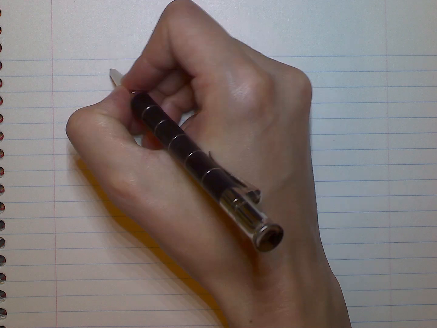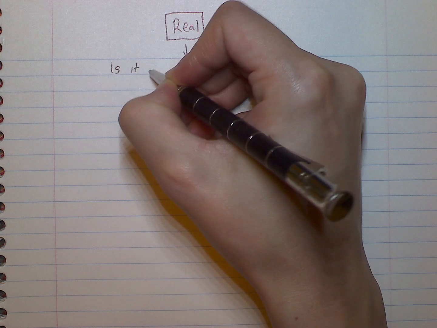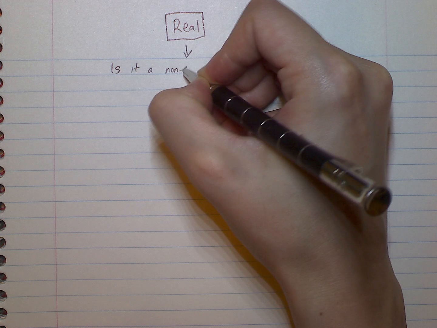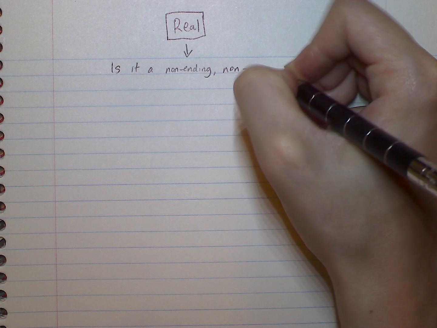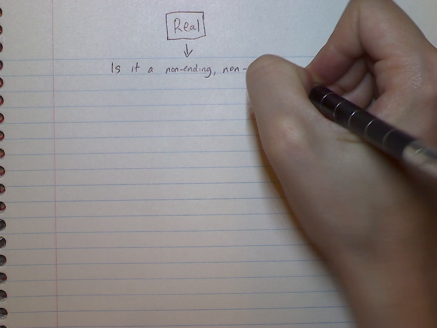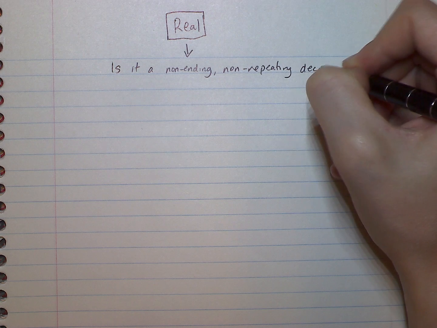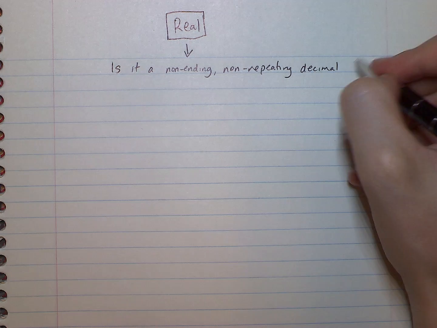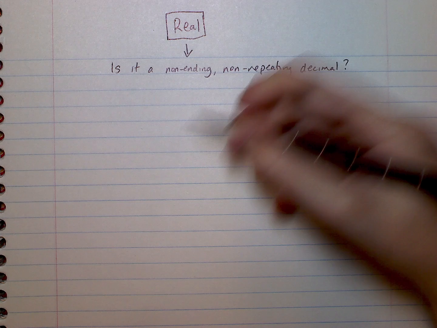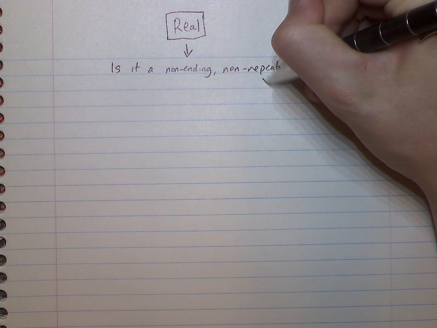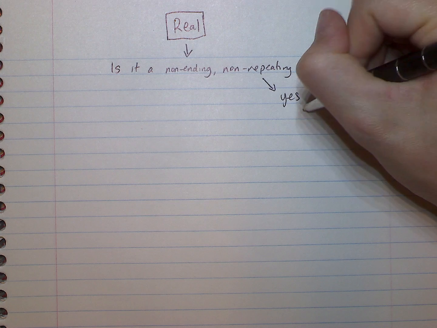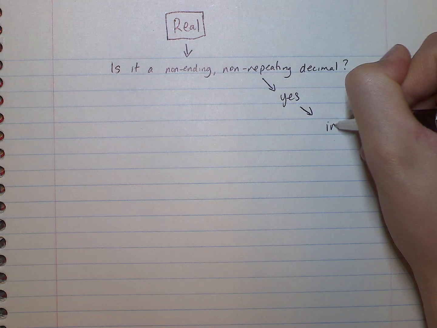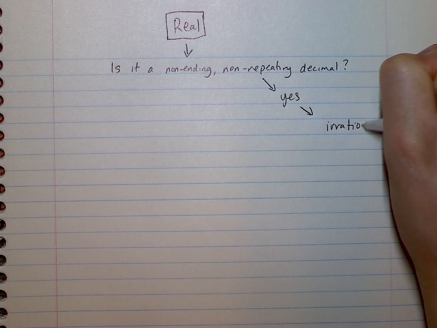But basically, is it a non-ending, non-repeating decimal? This is the only kind of number that's irrational. So that's the first question you're going to ask yourself. And if the answer is yes, then what you have is an irrational number.